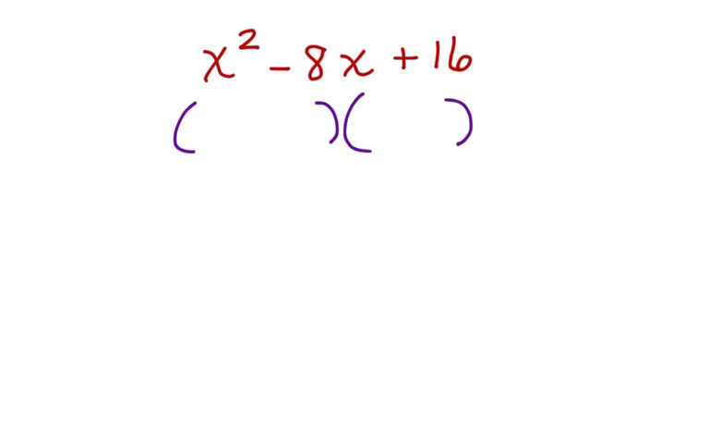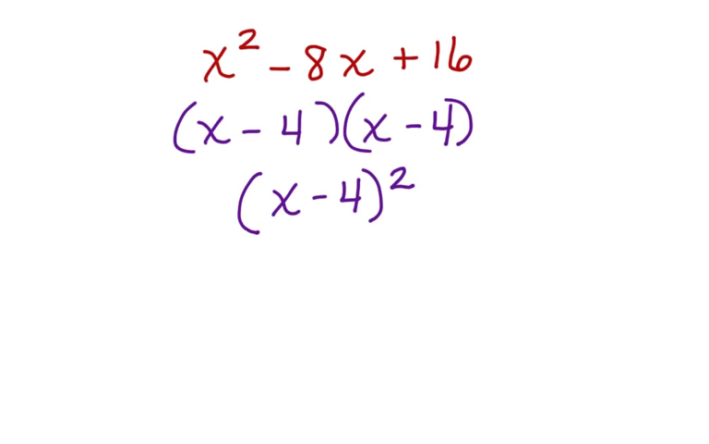In an earlier concept, you learned to factor quadratic expressions that looked like this: x squared minus 8x plus 16. And this quadratic expression factored into two binomials. It factored into x minus 4 and x minus 4, or you could have written it as x minus 4 squared. Either way, this quadratic expression of 3 terms was factored into two binomials.